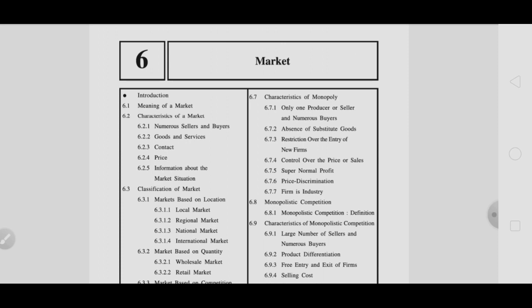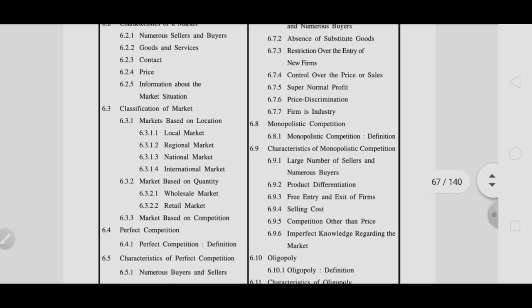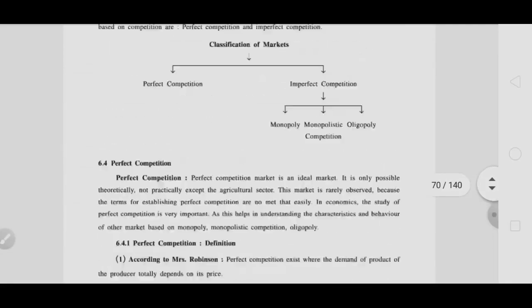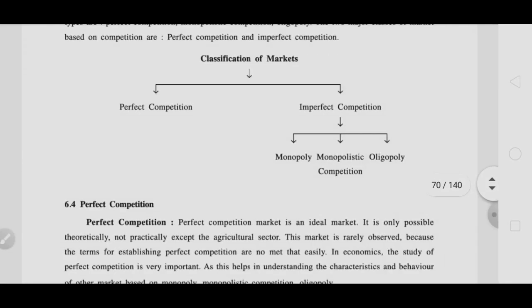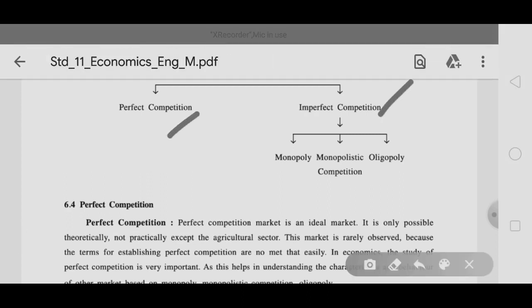So here first of all we will have the meaning of a market, then the characteristics of a market. We will have 5 different characteristics. Then the classification of market is divided into 3 parts, that is based on location, based on quantity and based on competition. Amongst all these 3, the third one is the main topic, that is based on competition, because here the market based on competition is divided into 2 parts. The first one is a perfect competitive market, while the second one is imperfect competition. And in imperfect competition we will have 3 types, that is monopoly, monopolistic competition and oligopoly.